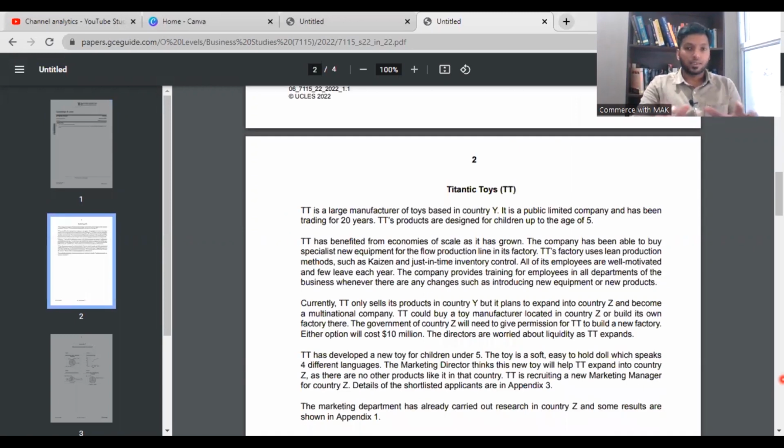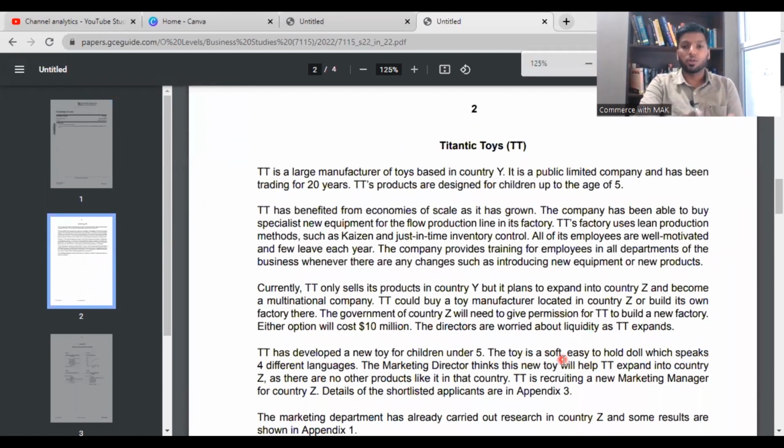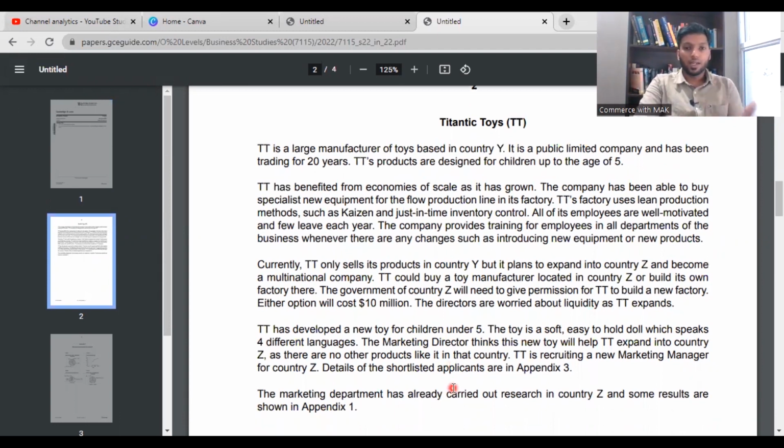Titanic Toys is the case study which we are going to read today. I'm going to zoom a bit so you'll have a complete view of what I'm going to read. You also have your question with you, so start reading with me and start doing the sum. Whatever places I'm asking you to highlight, those are important, so take a highlighter and start highlighting with me.